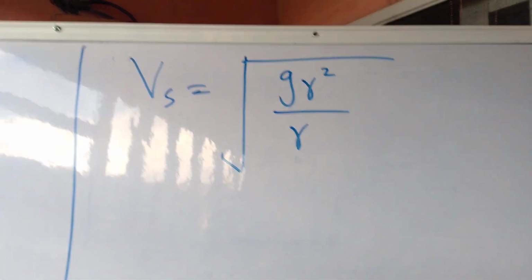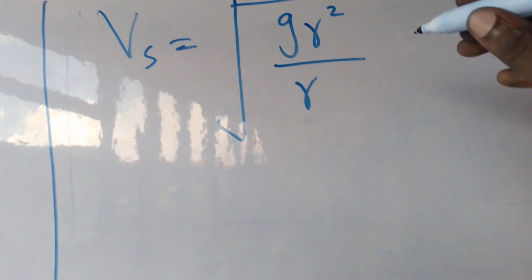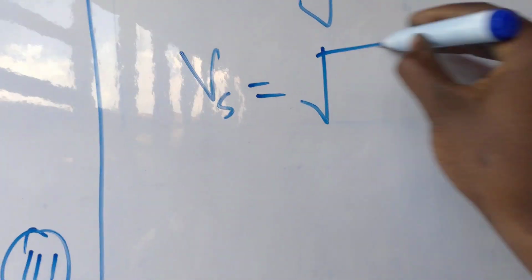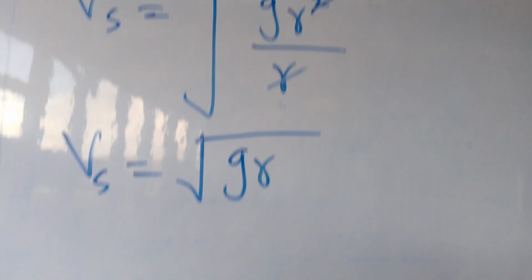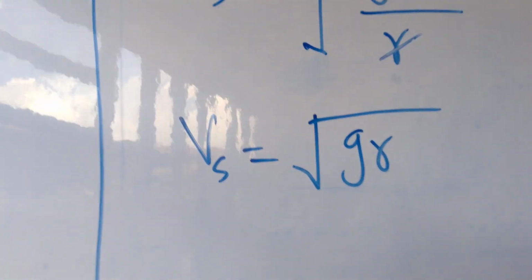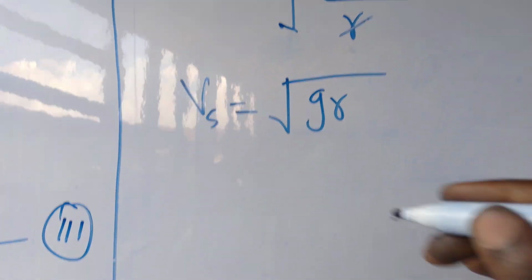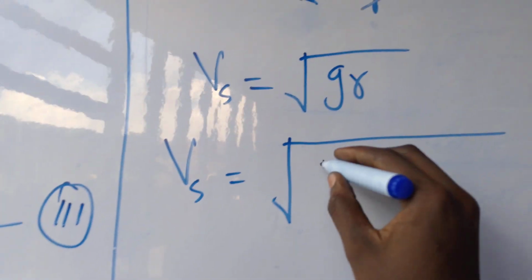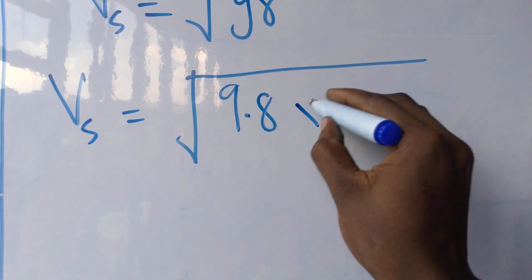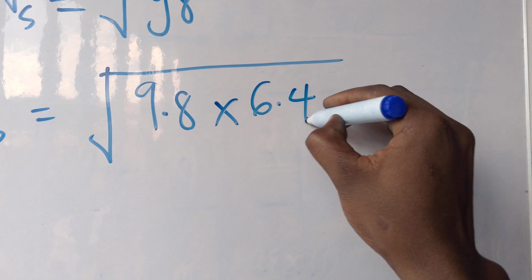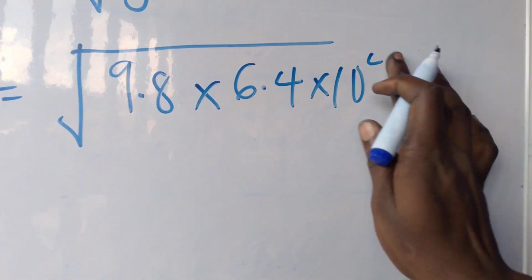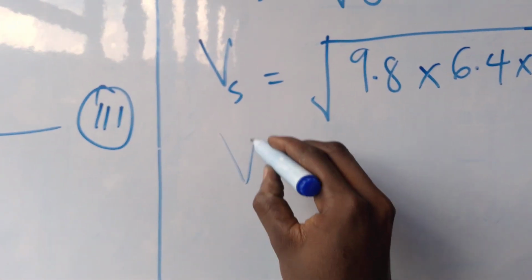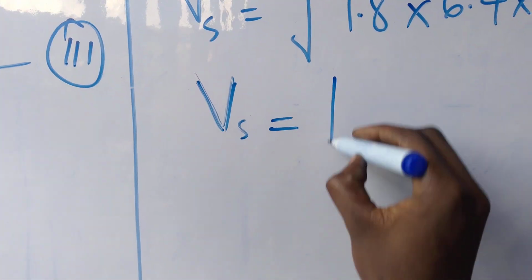Okay, so you see that r, you cancel out one of these. So my velocity of the satellite now becomes the root of gr. Alright, so by substitution now, Vs is equal to the square root of the acceleration due to gravity on the Earth's surface, 9.8 meters per second squared, times the radius of the Earth, 6.4 times 10 raised to power 6 meters.